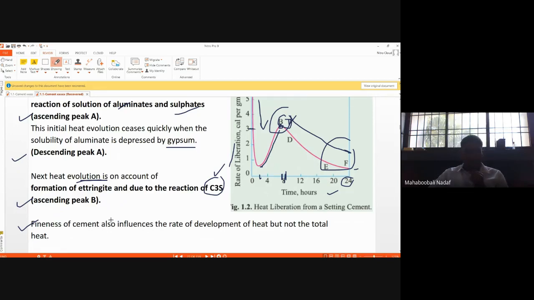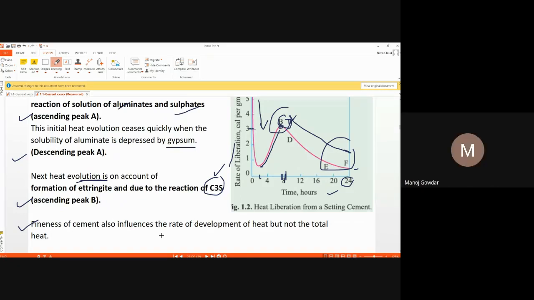This slide is clear? Yes, sir. Yes, sir. Everyone, this slide is clear? Yes, sir.